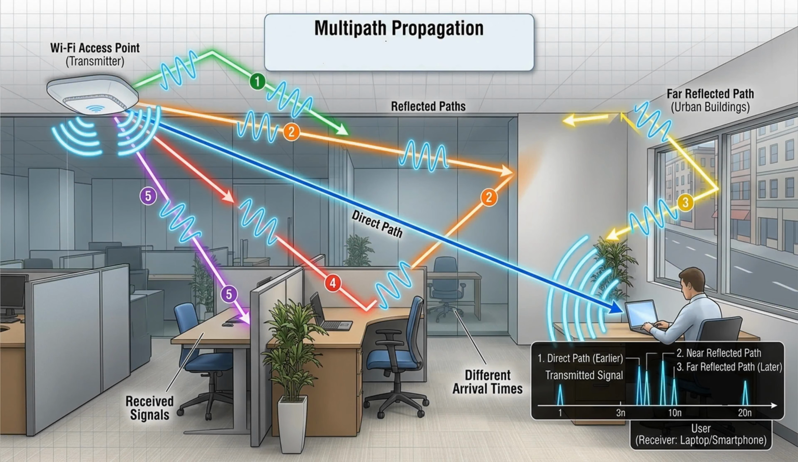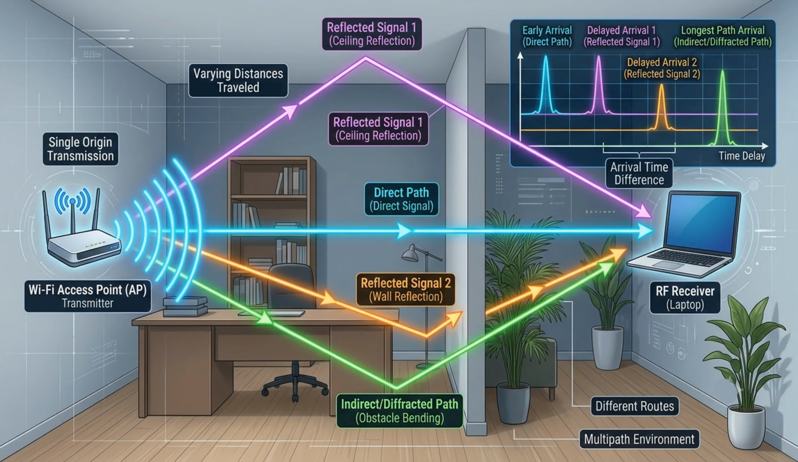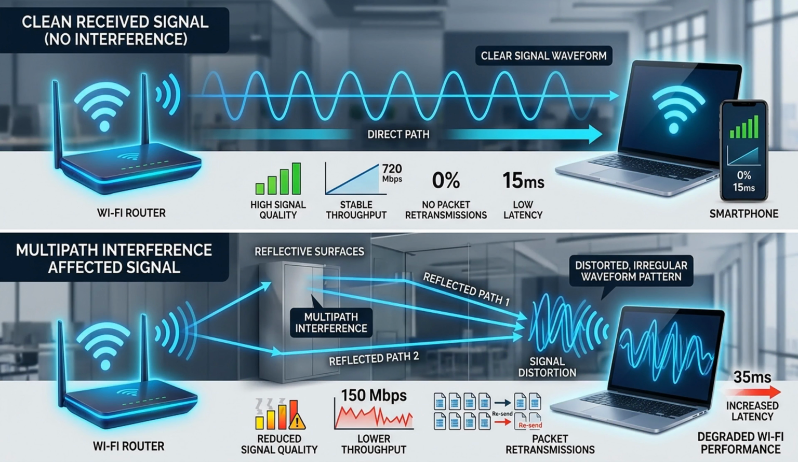When radio waves reflect off walls, ceilings, floors, buildings, or other surfaces, multiple copies of the same signal can travel along different paths and arrive at the receiver at different times. This phenomenon is known as multipath propagation. In a multipath environment, the receiver may receive several versions of the same signal, each having traveled a different route. Some signals may arrive earlier, while others arrive later due to the longer paths they have taken. These reflected signals can interfere with one another, causing signal distortion, reduced throughput, increased packet retransmissions, and degraded Wi-Fi performance.